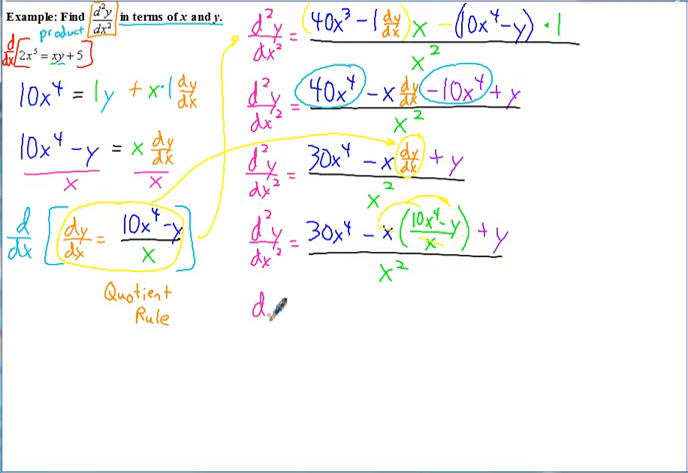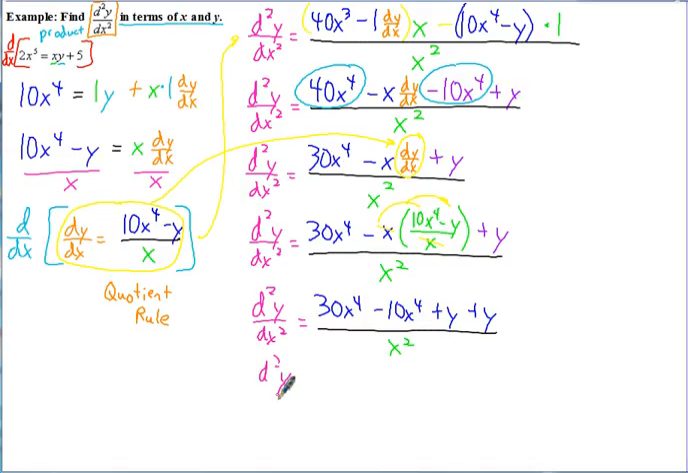So our second derivative here is 30x to the fourth. Distribute the negative, that's negative 10x to the fourth, and positive y, and plus y, divided by x squared. And we just have a couple more like terms there. So our second derivative, 30x to the fourth minus 10x to the fourth, is 20x to the fourth. Y plus y, 2y, divided by x squared.